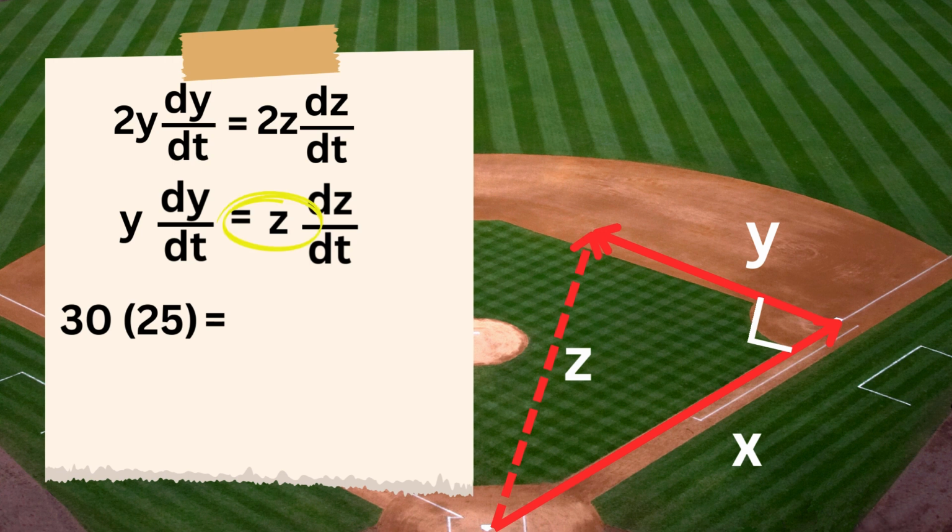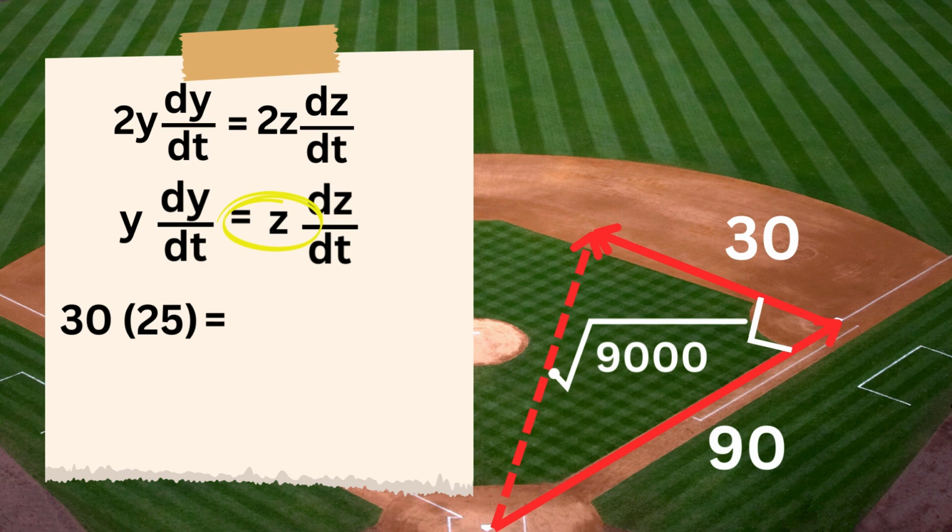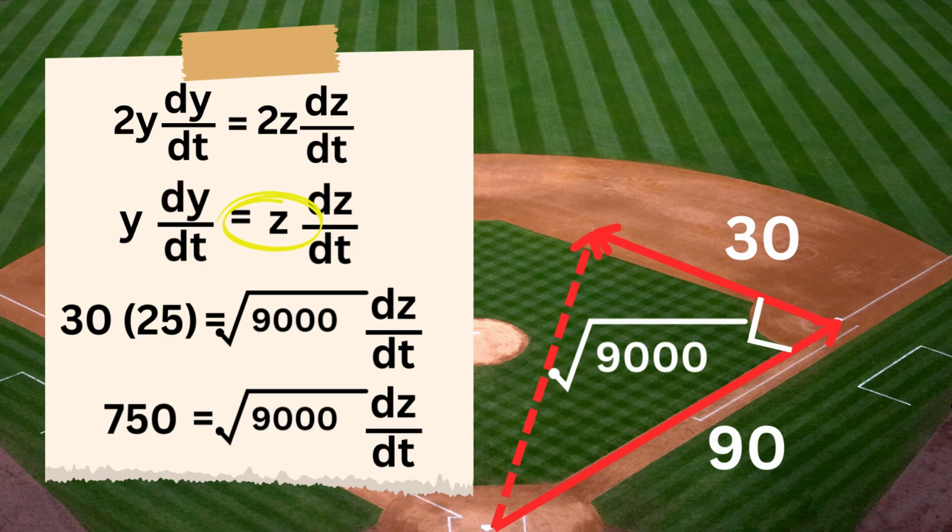So they don't give us z, that distance. So what we're going to do is use Pythagorean's theorem. Given that x is 90, y is 30, and we have a right triangle, so z would be the square root of 9,000. So we would get the square root of 9,000 dz/dt. 30 times 25 is 750, so we have 750 is equal to the square root of 9,000 dz/dt.